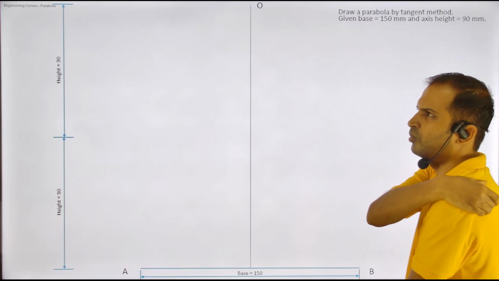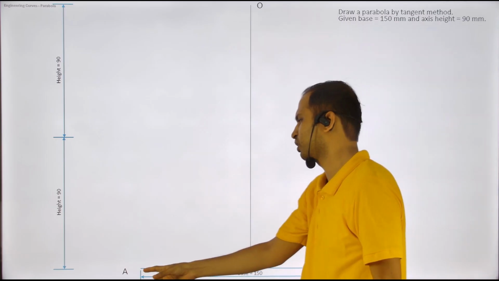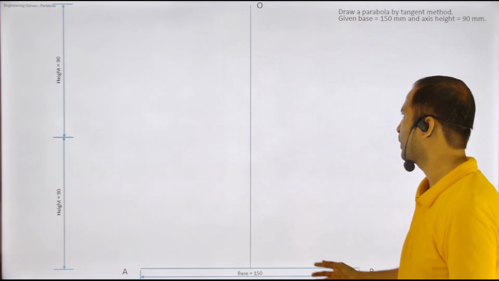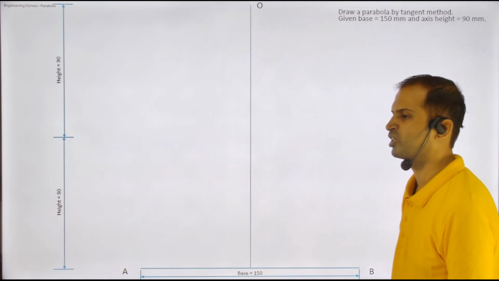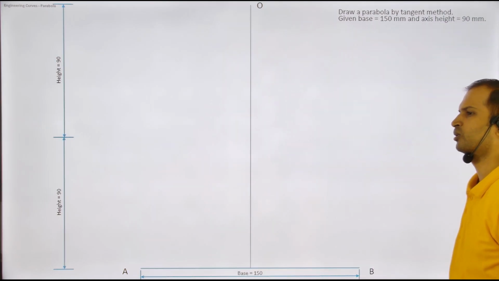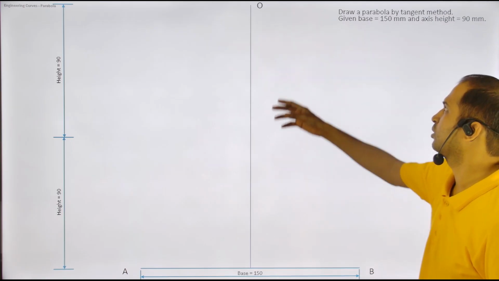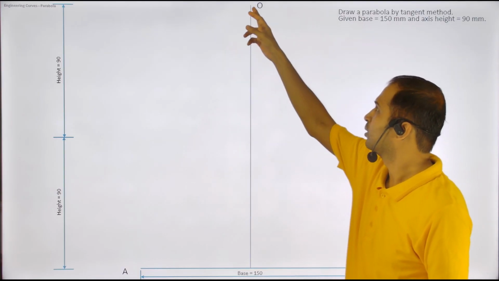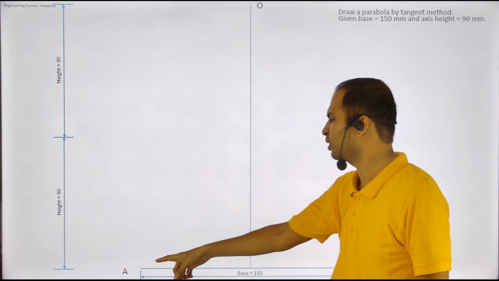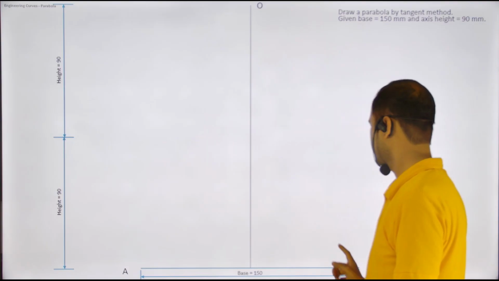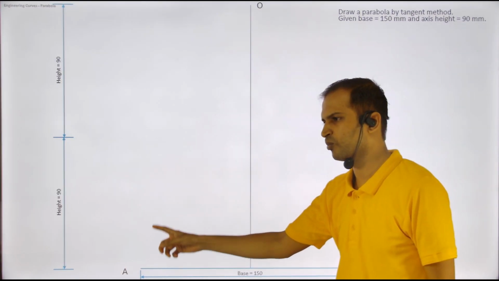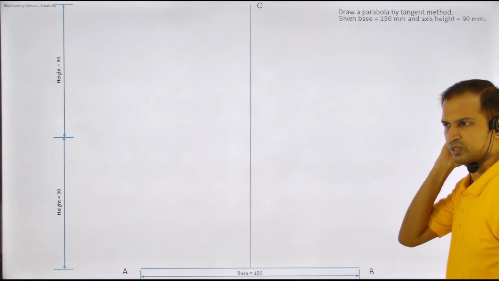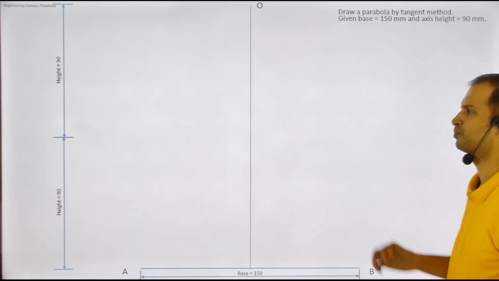No. So as the construction comes, the parabola fits somewhere over here. The parabola does not go up as we follow the steps, because that's the process called the tangent method. So the points of the parabola will automatically come somewhere over here. Let us see the method.